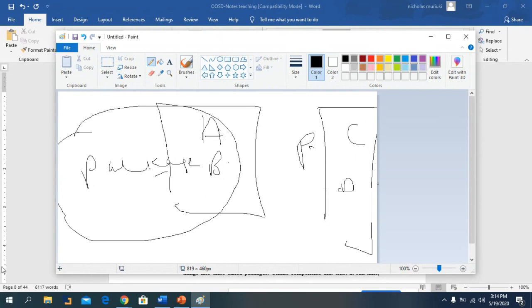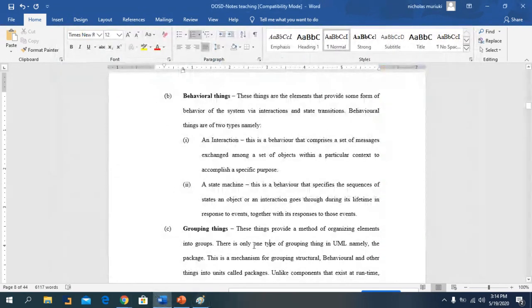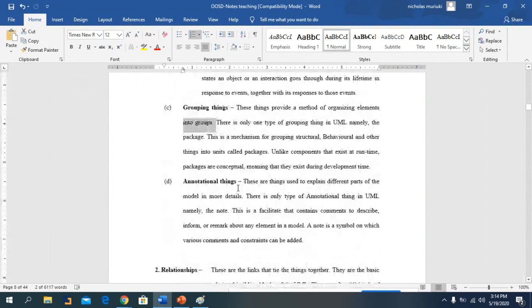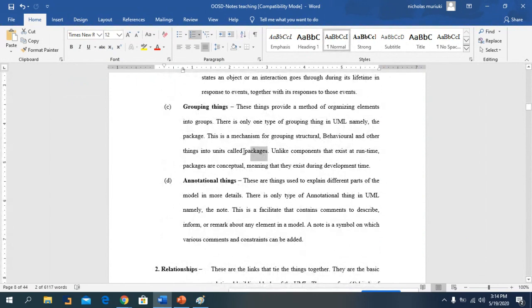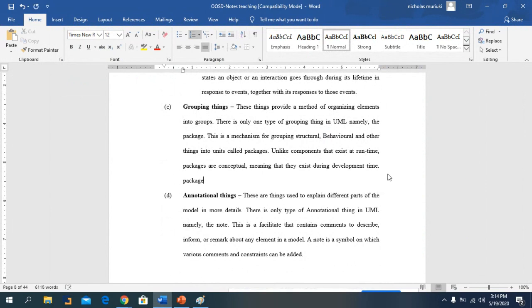What are the main notations that we are supposed to use in order to provide this communication? So in this case, we say grouping is organizing elements into groups. But we organize these elements in groups by the use of a package. So we can use a package diagram. So in this case, I can say I use what you call package diagrams.